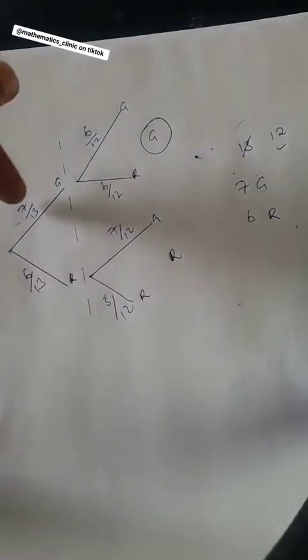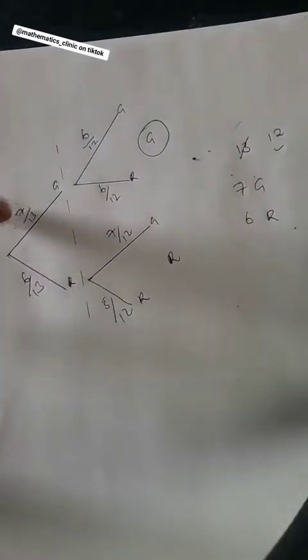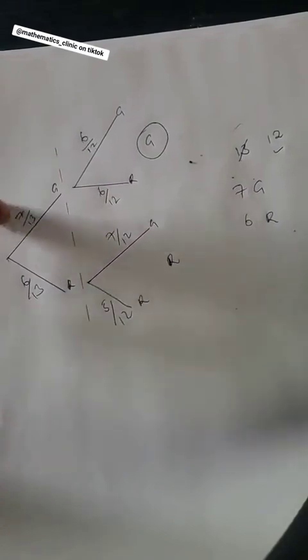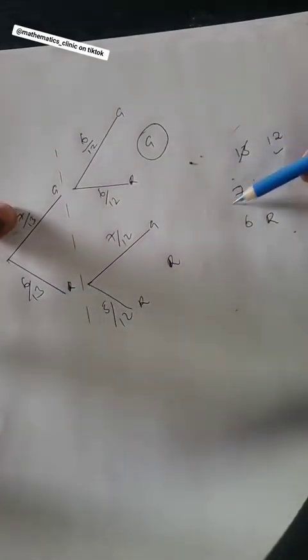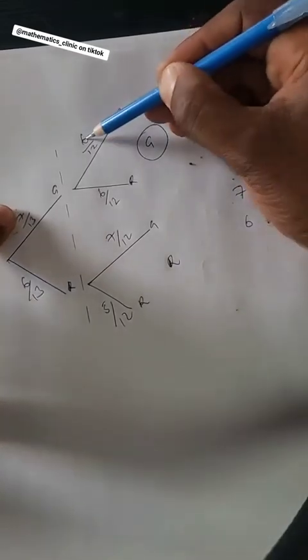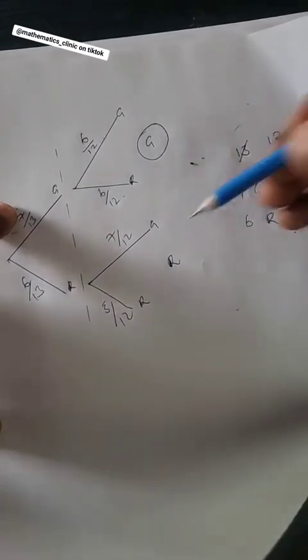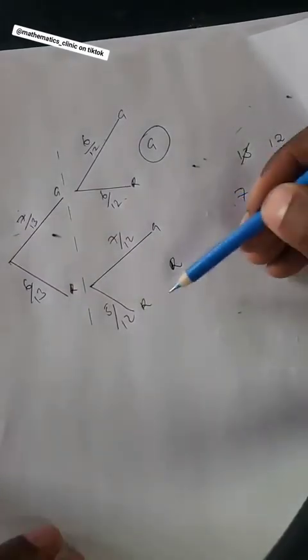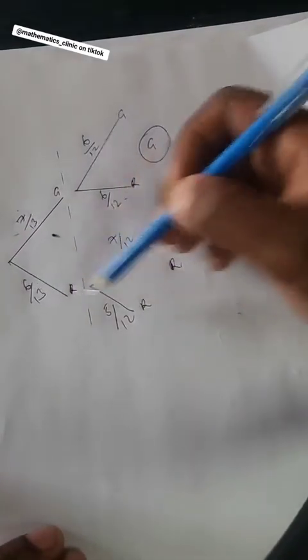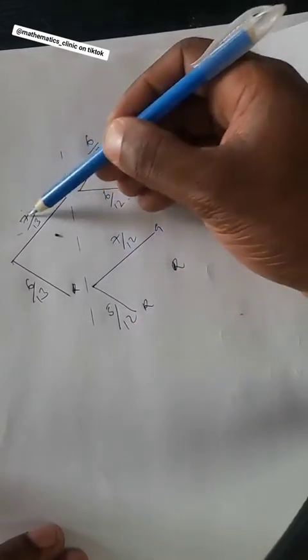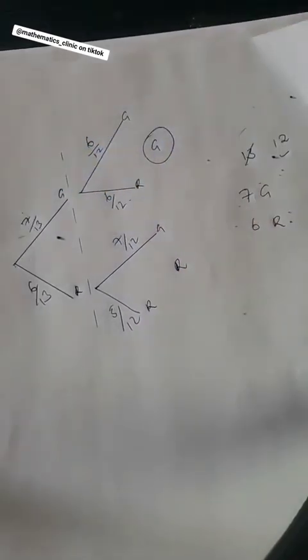So if she ate a green apple, then the number of green apples will no longer be 7, but will be 6. That's why I've said 6 out of how many? 12. The total number of green apples will be 6, out of 12. Then, what if it wasn't a green apple, but a red apple? That means another 6 and 5, but out of 12. That's how we write our tree diagram.